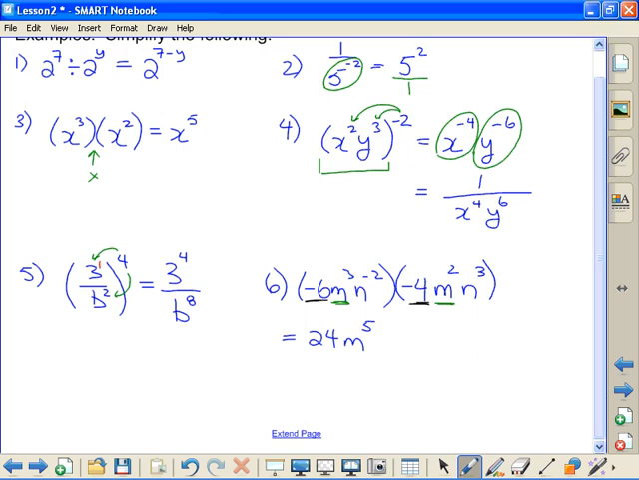And finally, the n's are like terms, so they can be multiplied together. And we'll have negative 2 plus 3, which will give us an exponent of 1. You don't really necessarily have to write that. You could have left it as m to the 5th, and just n.